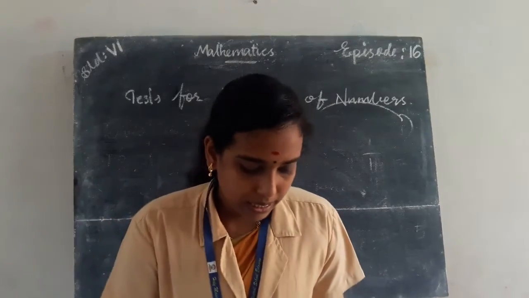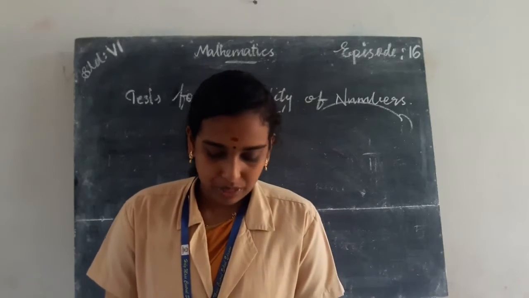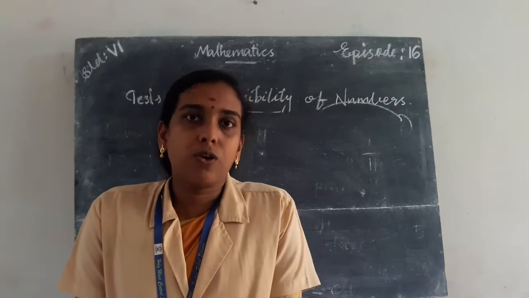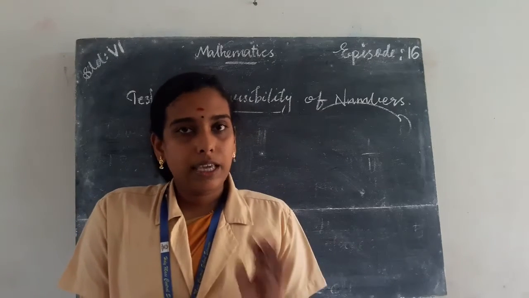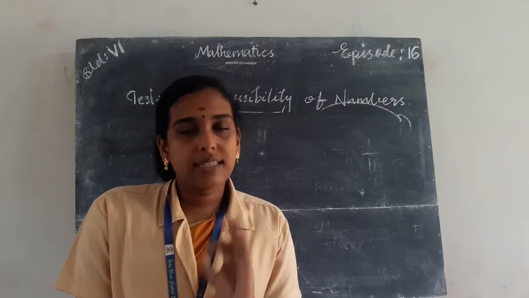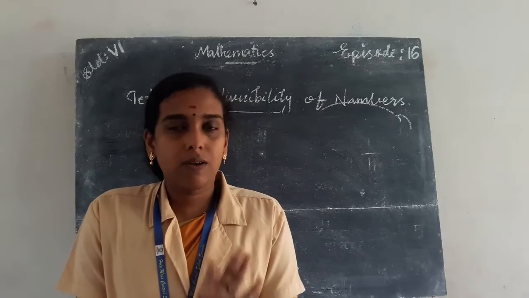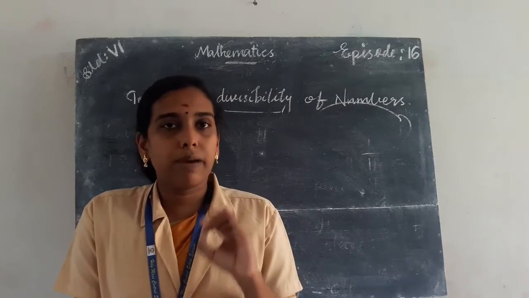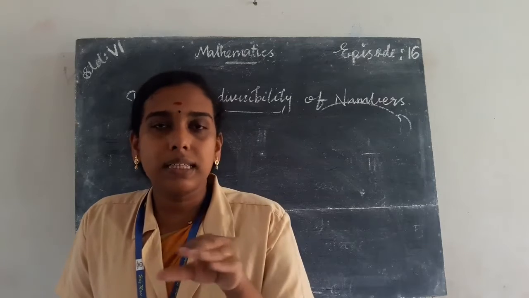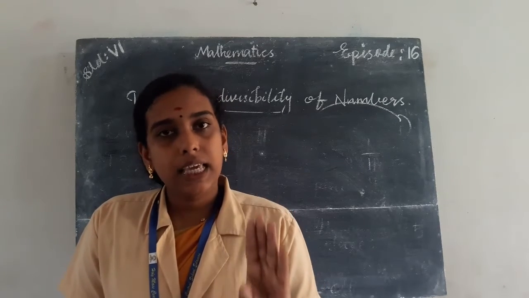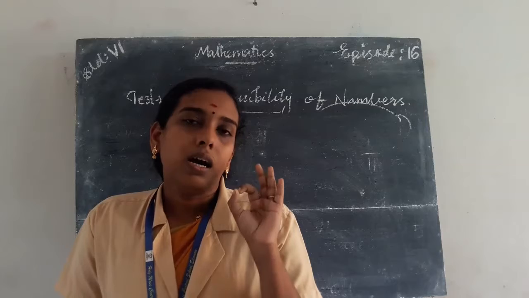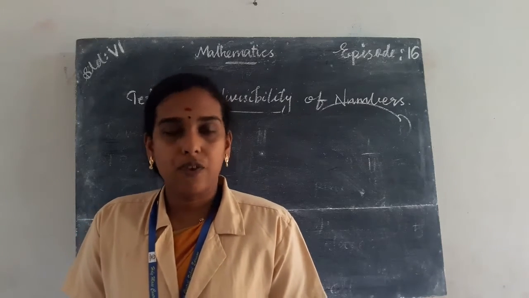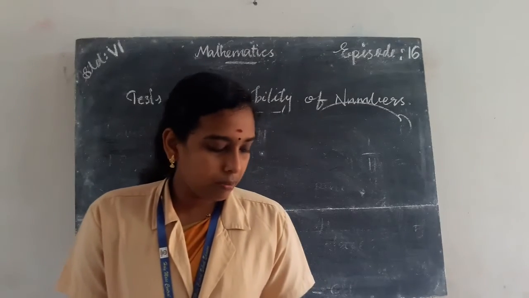So the first divisibility test is divisibility by 10. To check if a number is divisible by 10 or not, if 0 is at the ones place, then we can say that number is divisible by 10. And the second one is divisibility by 5. If 0 or 5 is at the ones place, then we can say that number is divisible by 5.